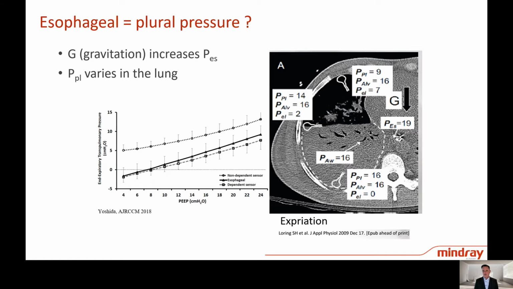Gravitation increases esophageal pressure and also pleural pressures in the lower parts of the lung. So we have different pleural pressure in the dependent and in the non-dependent parts of the lung. The esophageal pressure can, of course, not reflect those differences, but it is the easiest and probably most accurate way to show sort of a global pleural pressure that can be used for guiding mechanical ventilation.